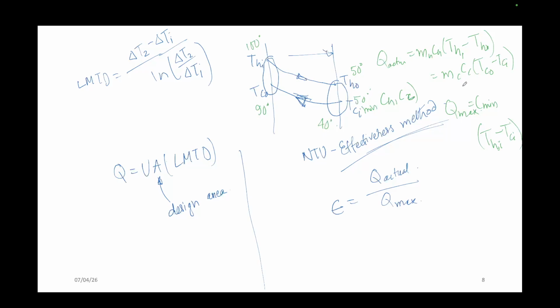So it is okay. Now you see this C minimum among these two values. If one is small, why will that be taken? Because if the specific heat is less, it will take up the more amount of heat on the other side.